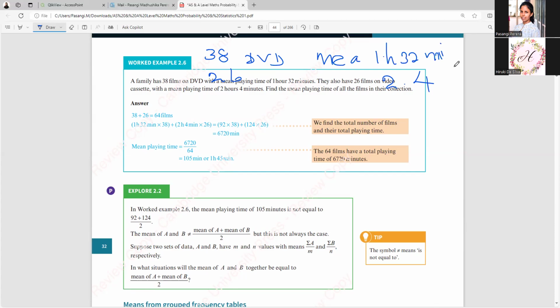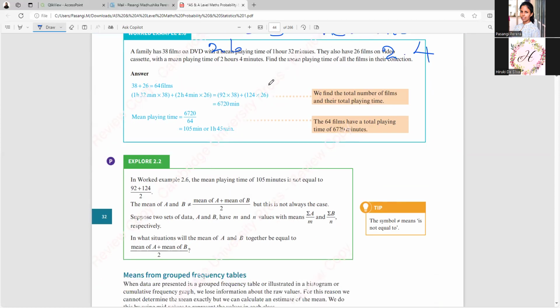What do you think will happen? So here we have to add the films on DVD and the video cassette and then divide the mean time. Sorry, add the mean times. We have to get the totals. To get the totals, we first need to multiply this mean time with 38. For this one also we get the totals, then we have to divide it by the total number of films, 38 plus 26. It's clear for you, right? Yes. Okay.